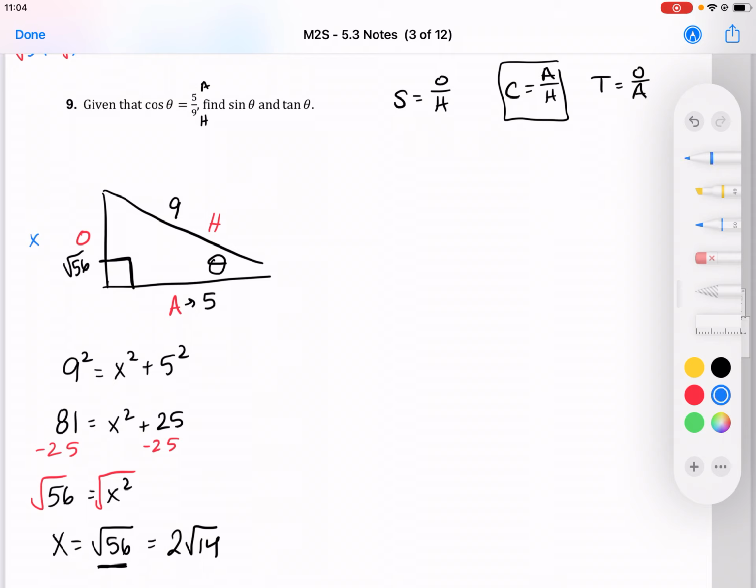So I've got sine of theta is equal to my opposite side, so square root of 56, over my hypotenuse, which is 9. And then they want us to also find tangent. So tangent of theta, remember, is opposite, so the opposite is square root of 56 over the adjacent, which is 5.